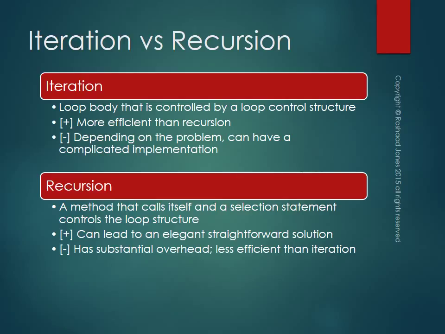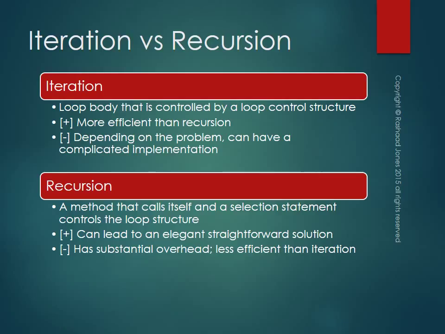So let's now compare and contrast iteration versus recursion. With iteration, we have a loop body that is controlled by the loop control structure. With iteration, we are checking to see if a value has reached a terminal state using the for or a while. Now, this is more efficient than recursion. That's one good thing about iteration. It is extremely more efficient than recursion.